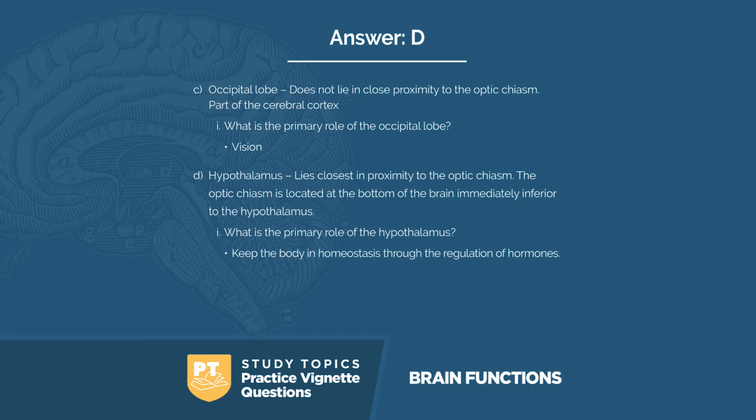So last, D, which is the correct answer. The hypothalamus is in close proximity to the optic chiasm. The optic chiasm is located at the bottom of the brain, immediately inferior to the hypothalamus. You may be asking, what's the primary role of the hypothalamus? Well, it keeps the body in homeostasis through regulation of hormones.